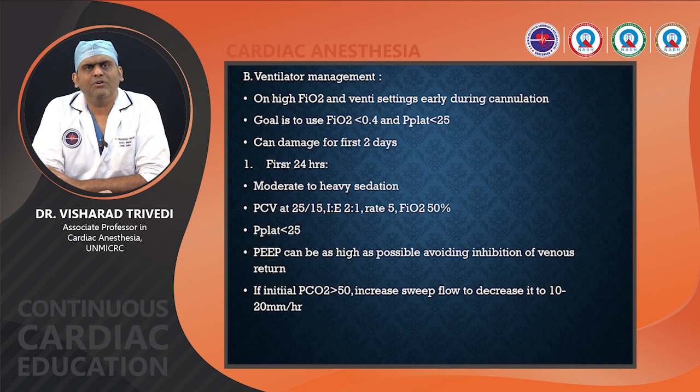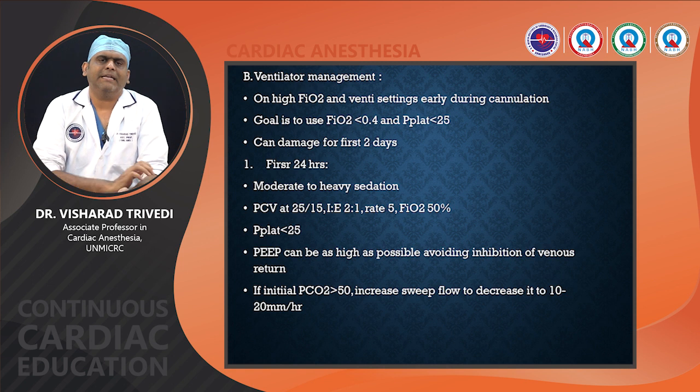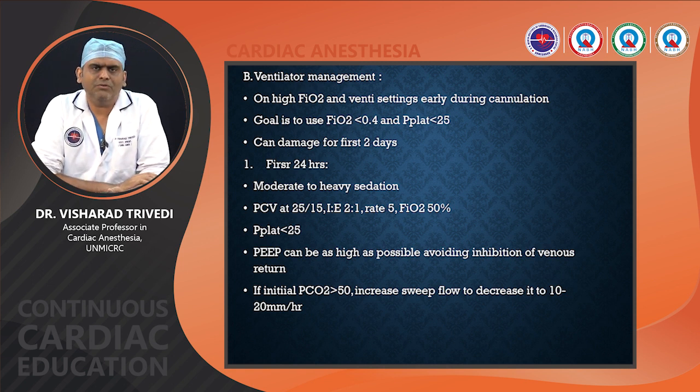If the initial PCO2 is more than 50, then you have to increase the sweep gas flow. So you have to keep the PCO2 around 40-45 to maintain the pH, and you don't have to increase the ventilatory settings to remove the CO2.